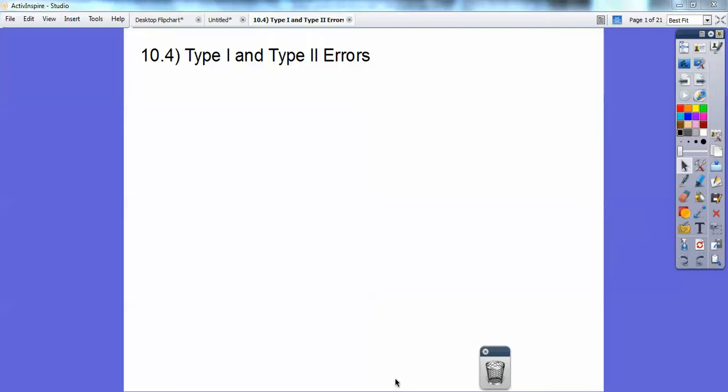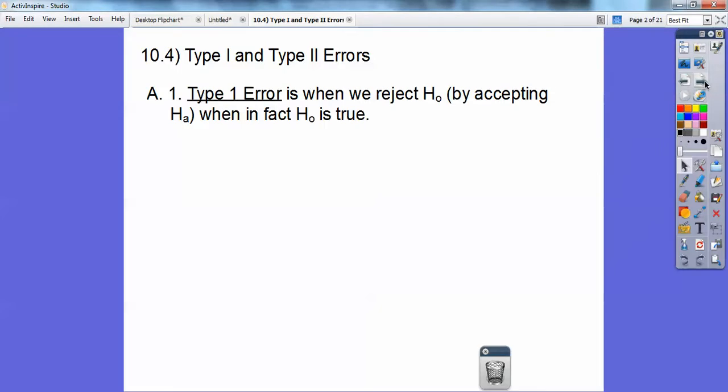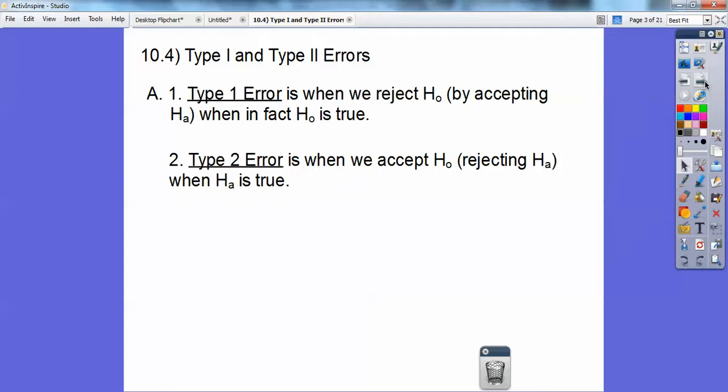Hi folks, this is George Jefferson, and this is type 1 and type 2 errors that will definitely be on the AP test. Okay, a type 1 error is when we reject H0 by accepting HA when in fact H0 is true. That's called a type 1 error. A type 2 error is when we accept H0 and reject HA when HA is true. Okay, real simple. You just got to know which one's which.